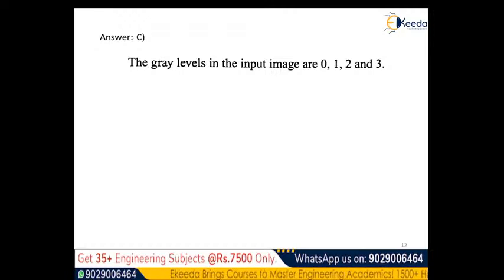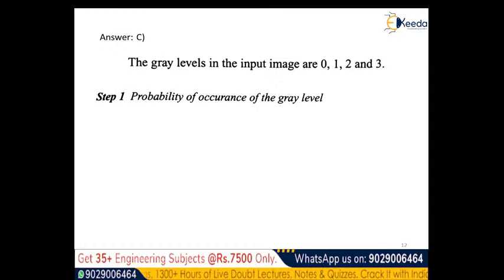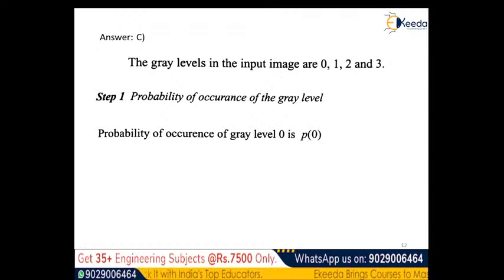Now we shall follow step number 1 before computing entropy, because entropy requires the probability of occurrence of any event. In probability theory, here it is the probability of occurrence of the gray level. So we have to compute the probabilities of occurrence of all these 4 gray levels. First of all, for the gray level 0, the probability of occurrence of gray level 0, which we denote as small p of 0, you just count how many times it is 0.